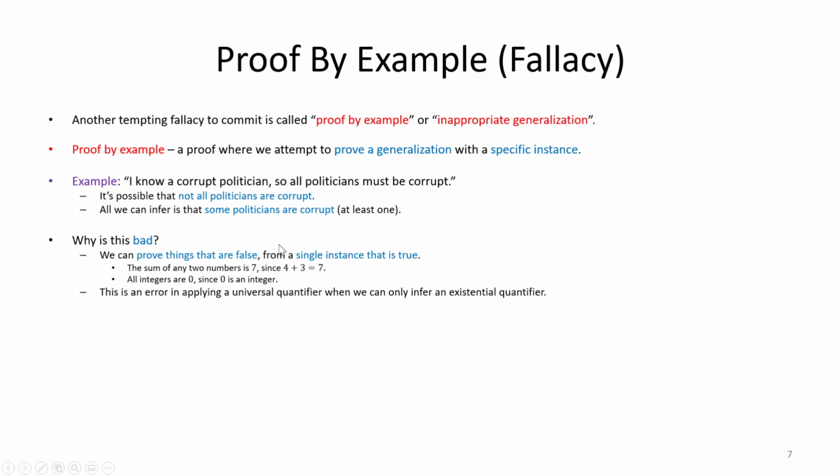So again, why is this bad? Well, we can prove things that are false. Usually fallacies are bad because we can prove things that are false. And in this case, we can prove things that are false as long as there's one instance that's true. So imagine this very silly theorem. The sum of any two numbers is 7. Okay, x plus y equals 7 for all x and all y. Here's my proof. See? Imagine x is 4 and imagine y is 3 and 4 plus 3 is 7.